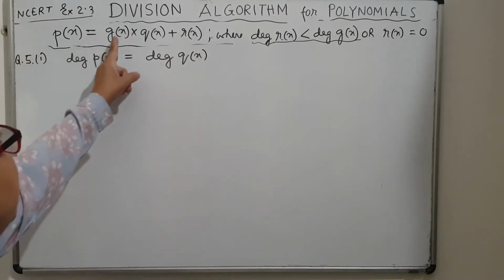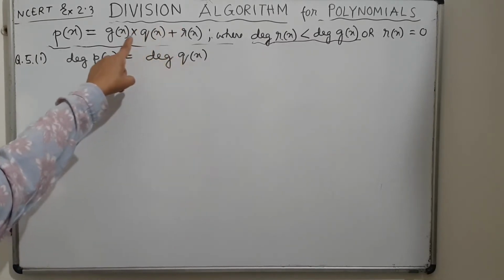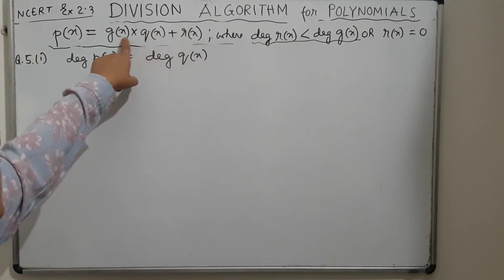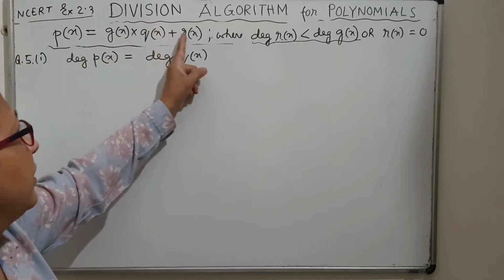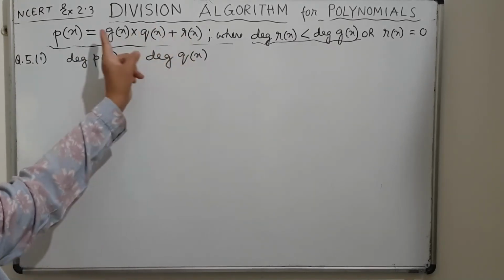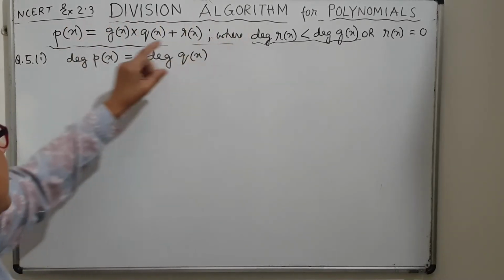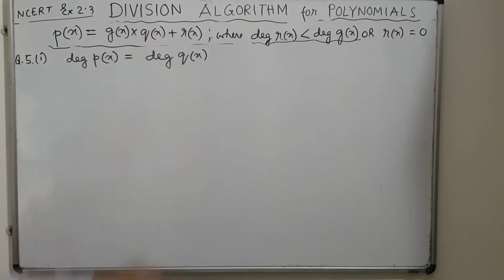Now you see here, we have to know the degree of the product of 2 polynomials. Because the degree of Rx will always be less than the degree of Gx, it will obviously be less than the degree of Px. So we don't bother about the degree of Rx. It doesn't have any contribution to this degree. The main contribution to the degree of the right-hand side will be the degree of the product of the 2 polynomials.